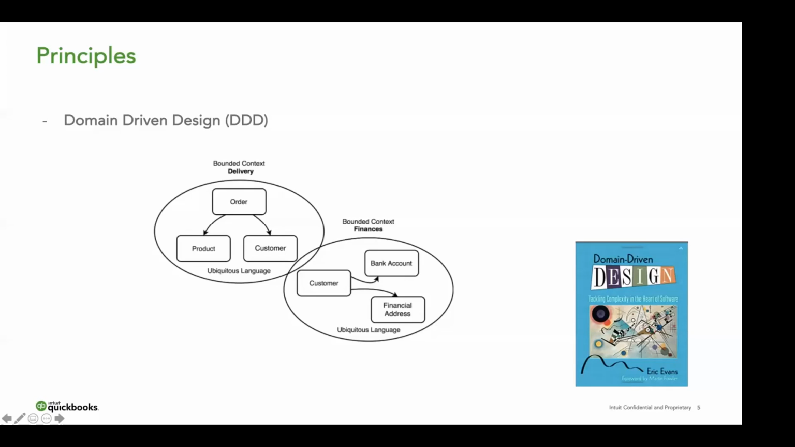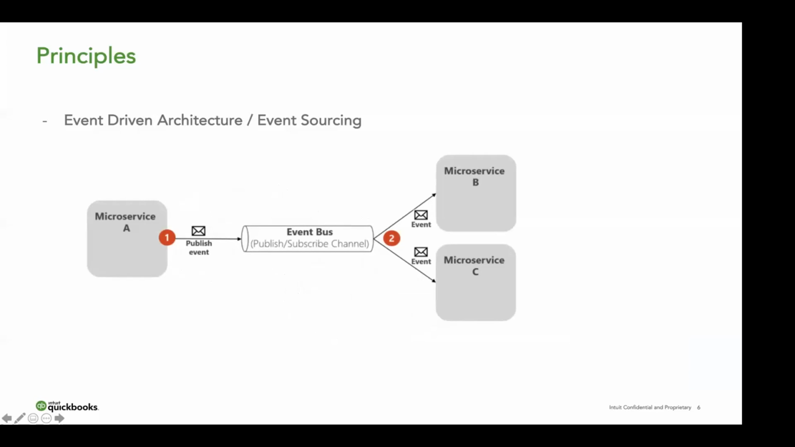The second principle is event-driven architecture, or event sourcing. Event-driven architecture basically means that your microservices communicate with each other in an async fashion. API calls are generally the way it has been for the past. We are going into a microservices architecture where they communicate using events.